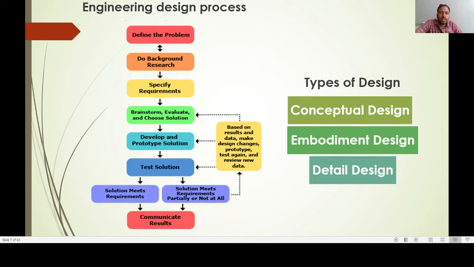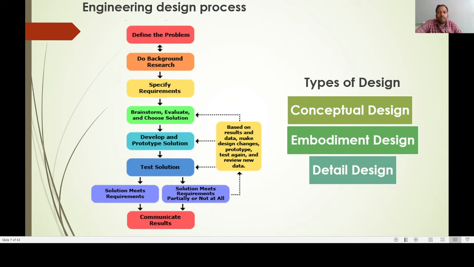In an engineering design process, the following flowchart can be followed. The first step is to define the problem in a component or a design process. Next, we need to do background research regarding the problem. Then we need to specify the requirements. What are all the requirements we need to specify?